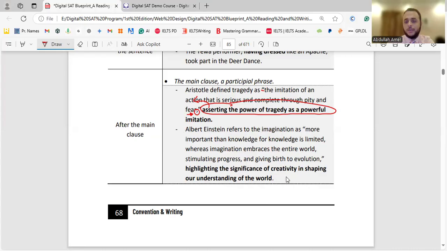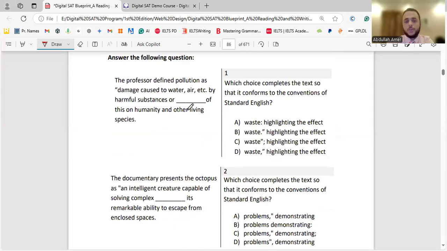"Albert Einstein, and finally highlighting the significance of creativity in shaping our understanding of the world." So comma, and the comma is still inside the quotation marks. Now answer this question, please. You have two questions here, so you can send the answer of the two questions together. Thank you.